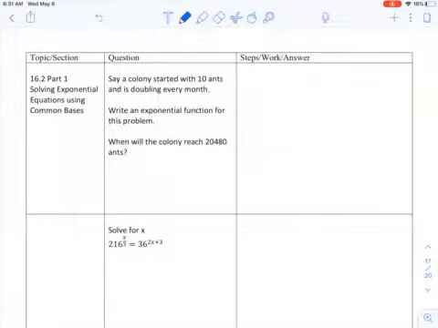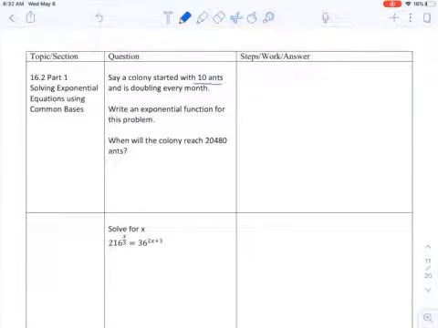Good morning. We are going to continue on today with solving exponential equations using common bases. Okay, so here's an application sort of problem for it. Let's say you have 10 ants in a colony. It's doubling every month. And the first thing says write an exponential function for this problem. So you have to remember back to y equals a times b to the x power.